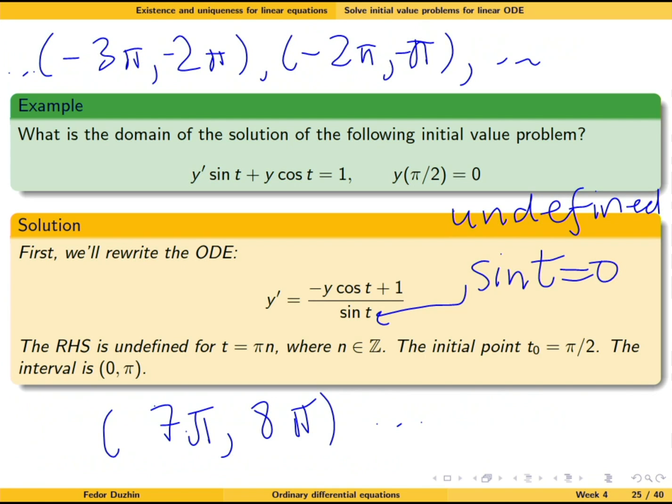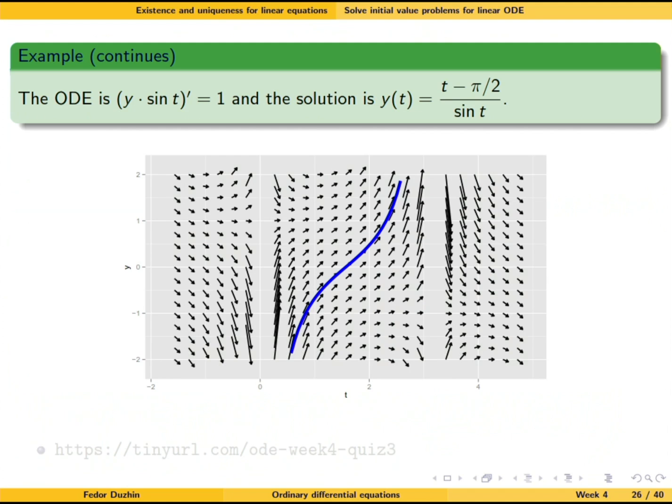In our case, the initial value of t is pi over 2, and since pi over 2 belongs to the interval from 0 to pi, the interval where the solution is defined is exactly the interval from 0 to pi. And here is how it looks.